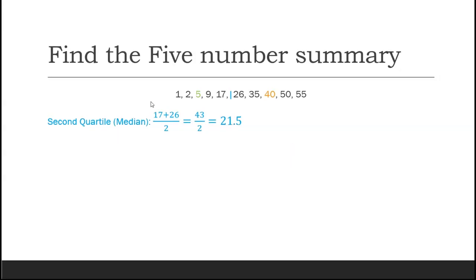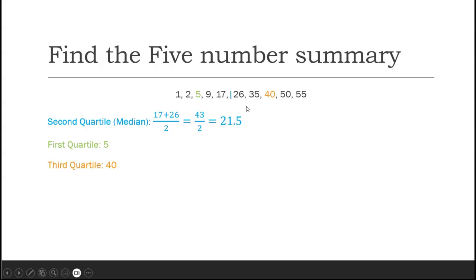Now you can find your first quartile. Since your median separates your first half and your second half of data, you're left with 5 numbers on the left and 5 numbers on the right. So you just need to find the median on your first half of data. So your median on your first half would be the number 5, so your first quartile would be 5. Now you need to also find the median for your second half of data, which would be 40.